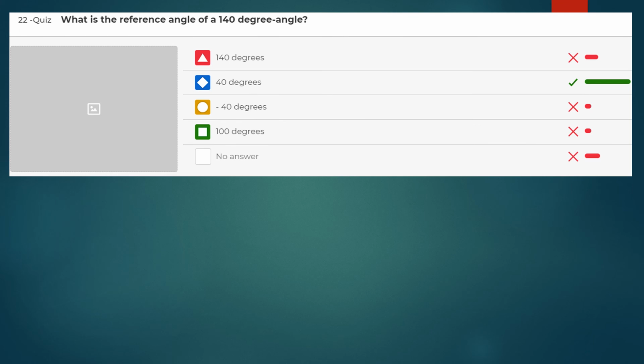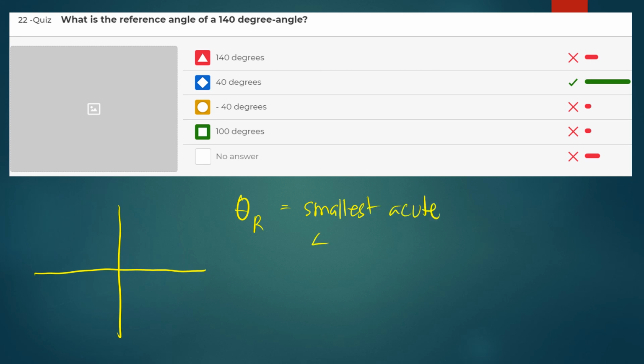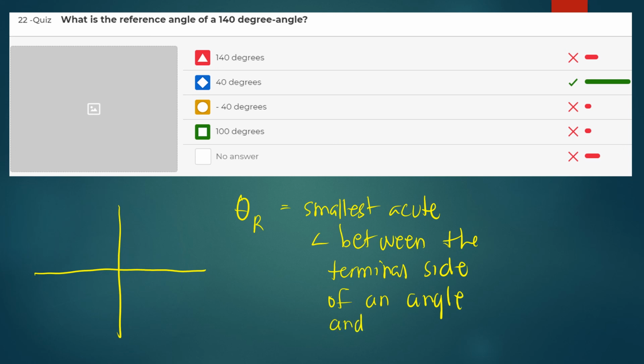Number 22, what is the reference angle of a 140-degree angle? So, reference angle. How do we define a reference angle? So, when we say reference angle, that is the smallest acute angle between the terminal side of an angle and the x-axis. Okay? So, with this one, if we're going to illustrate yung 140 degrees natin, it will be somewhere here.